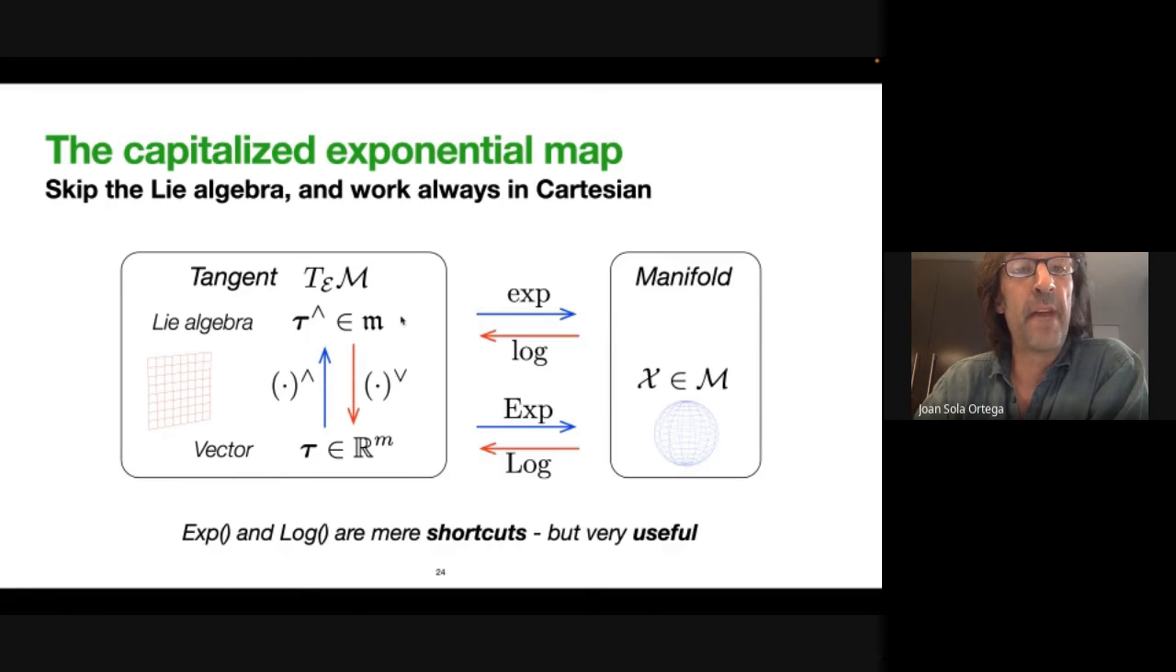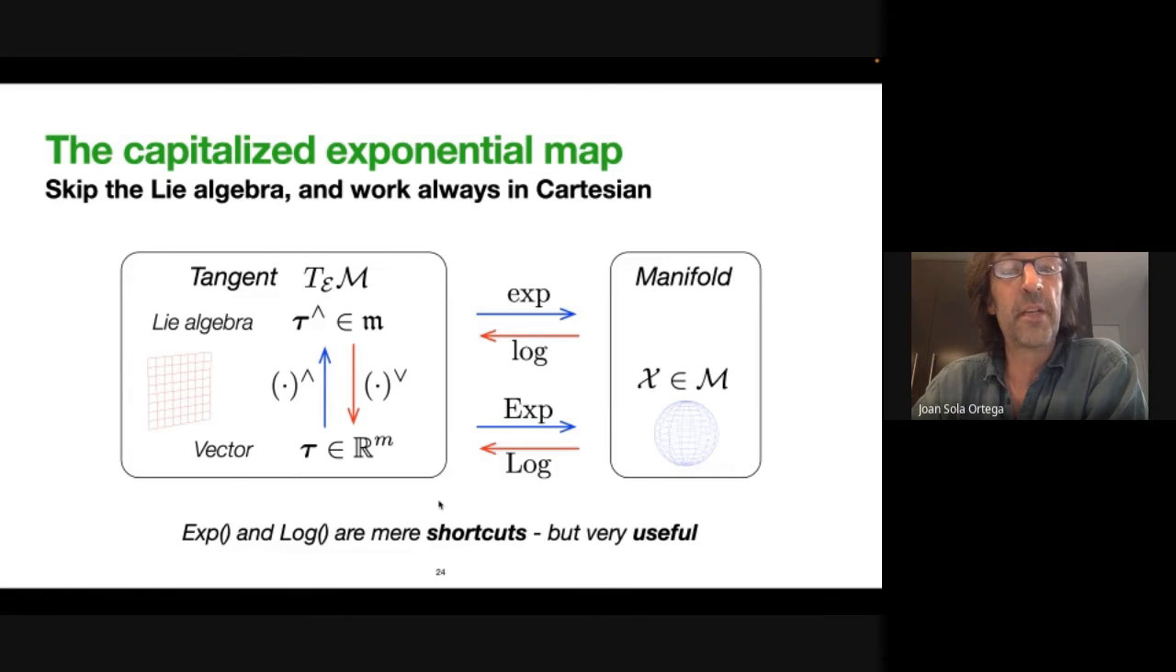Now from here to the manifold, you have the exponential. The big exponential is just the combination of the two operations. So nothing else to say here. And the big log map is the combination of the two arrows in the other direction. Nothing else than this.